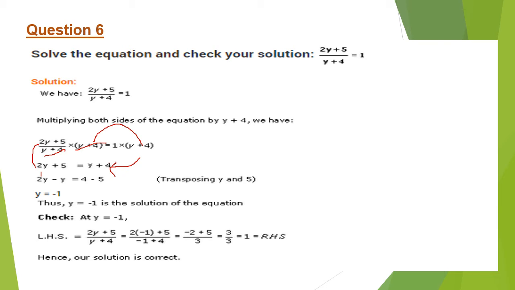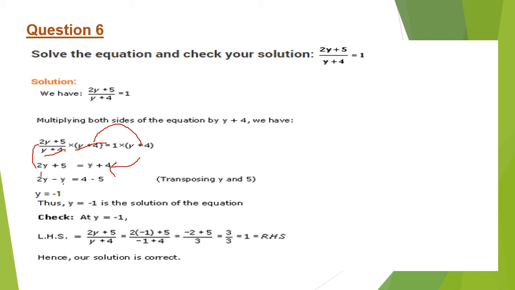If we transpose this plus y to this side, it becomes minus y, is equal to 4, plus 4 remains as it is. If we transpose this plus 5 to this side, it becomes minus 5. In 2y, 1y goes, so we'll get 1y, which is equal to 5 minus 4, which means 1. The greater term has a negative sign, so minus 1. Y value is equal to minus 1. Thus, y equals minus 1 is the solution of the equation.